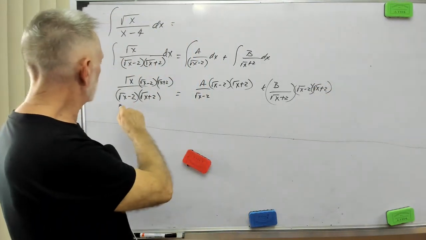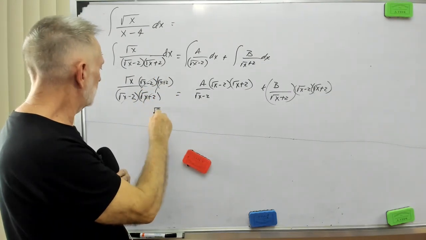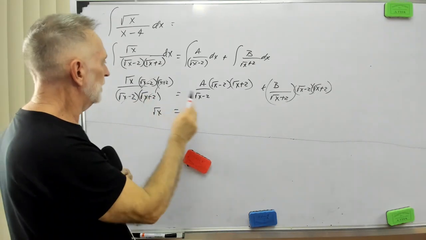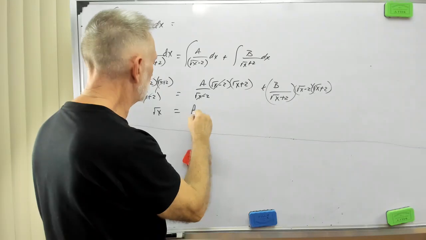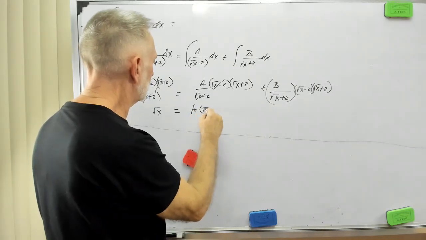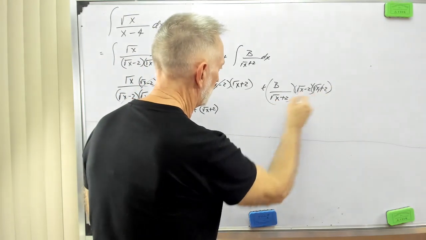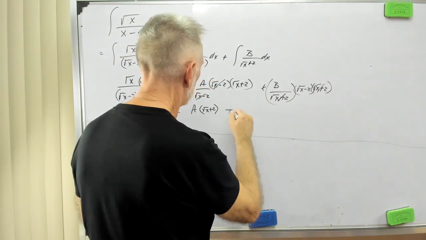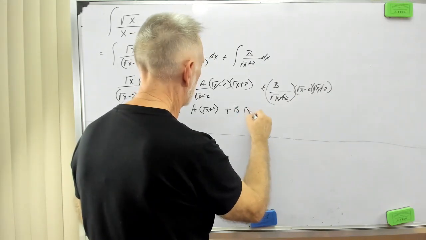Now then, you'll notice all of this cancels, except square root of x. In this case, square root of x minus 2 cancels. It leaves me with a times square root of x plus 2. In this case, square root of x plus 2 cancels. It leaves me with b times square root of x minus 2.